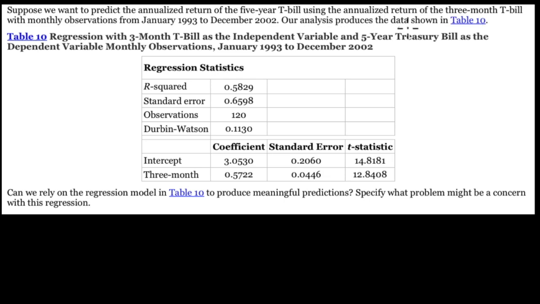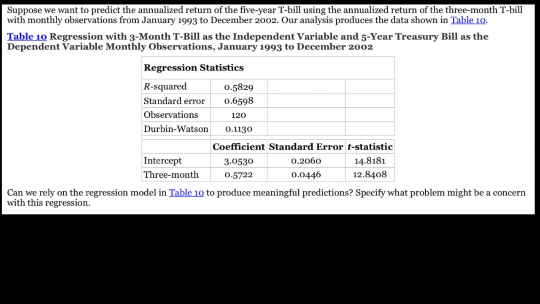Our analysis produces the data shown in Table 10. R-squared, standard error, observations, Durbin-Watson. Well, that's an ugly Durbin-Watson, right? What do we got? An intercept, a 3-month coefficient, and they look highly significant. Can we rely on the regression model in Table 10 to produce meaningful predictions? Specify what problems might be a concern with this regression.